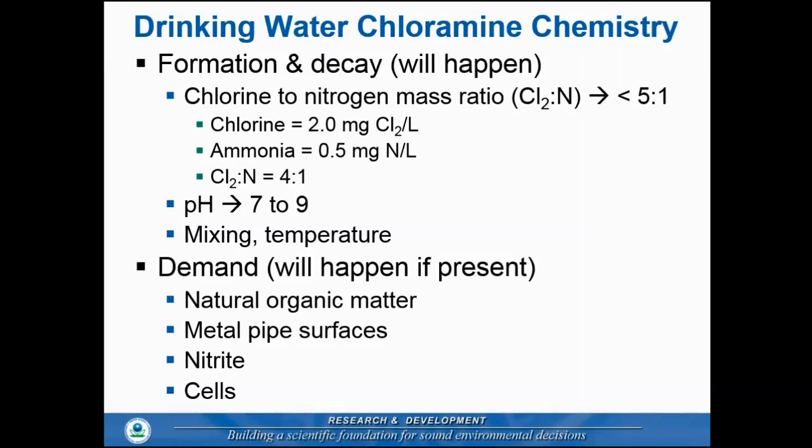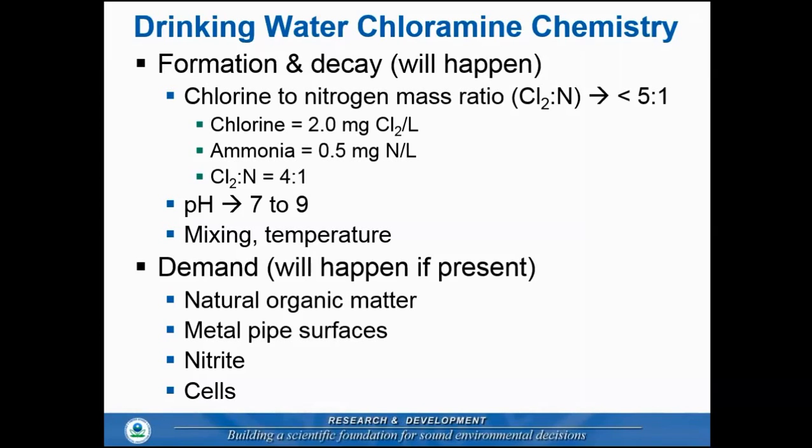So these are things that are going to be source water specific. Everybody's pretty much going to have natural organic matter, so that's going to impact things. Chloramines can react with metal pipe surfaces and nitrite and bacterial cells. And the important thing about the demand reactions is they do kind of two things. One, they're going to reduce the amount of chloramines that initially form, so they're going to reduce what you're trying to reach if you're trying to have a residual. And two, they're going to make the chloramines go away faster. So that's kind of how I lump demand reactions.